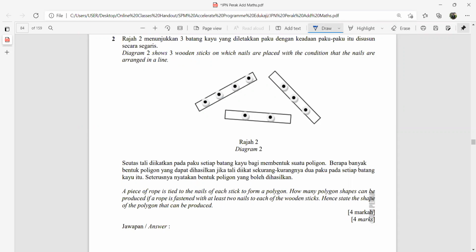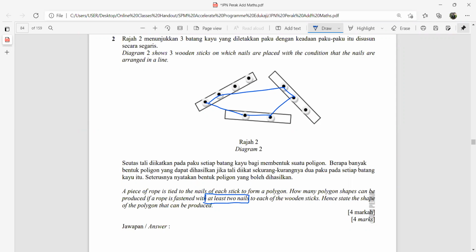So first of all, to solve this, you want to form a polygon. If at least two nails, this is a thing I want to tell you, to each wooden stick, at least two nails, means this one and this one combine like that.